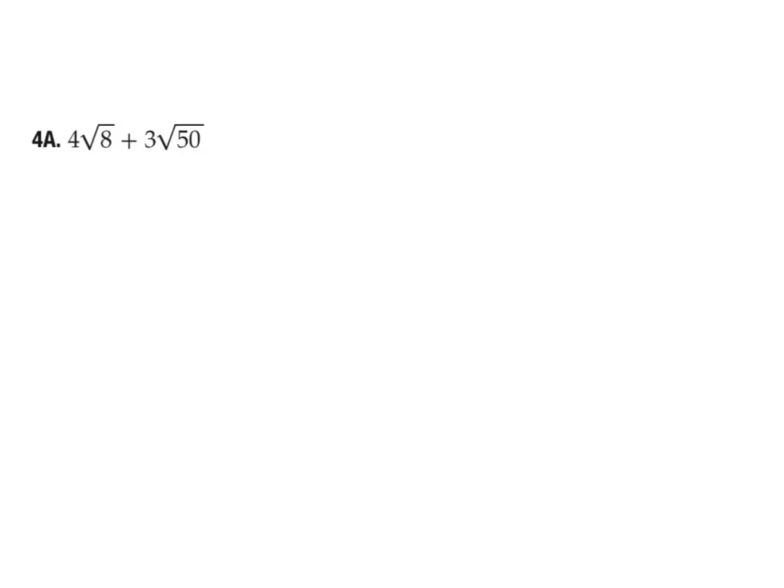What we're going to need to do, and I can't just add the outsides and add the insides like we did with multiplication. You're not allowed to do that with addition and subtraction. You're allowed to do that with multiplication only. So I can't just make it 7 square root of 58. That's not a thing. Please don't try that. It will be 100% wrong.